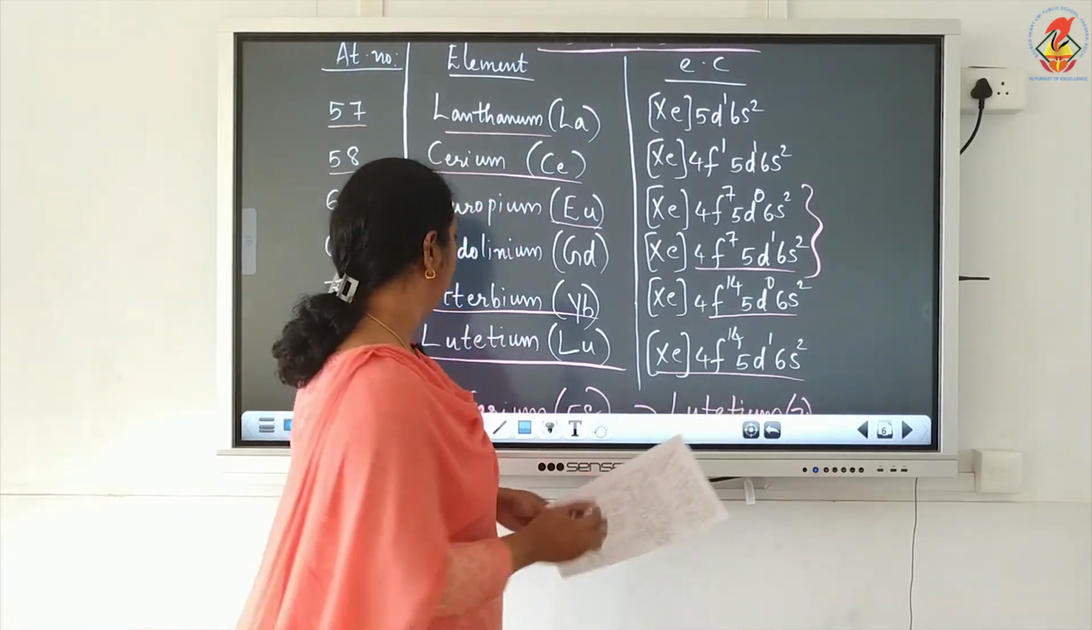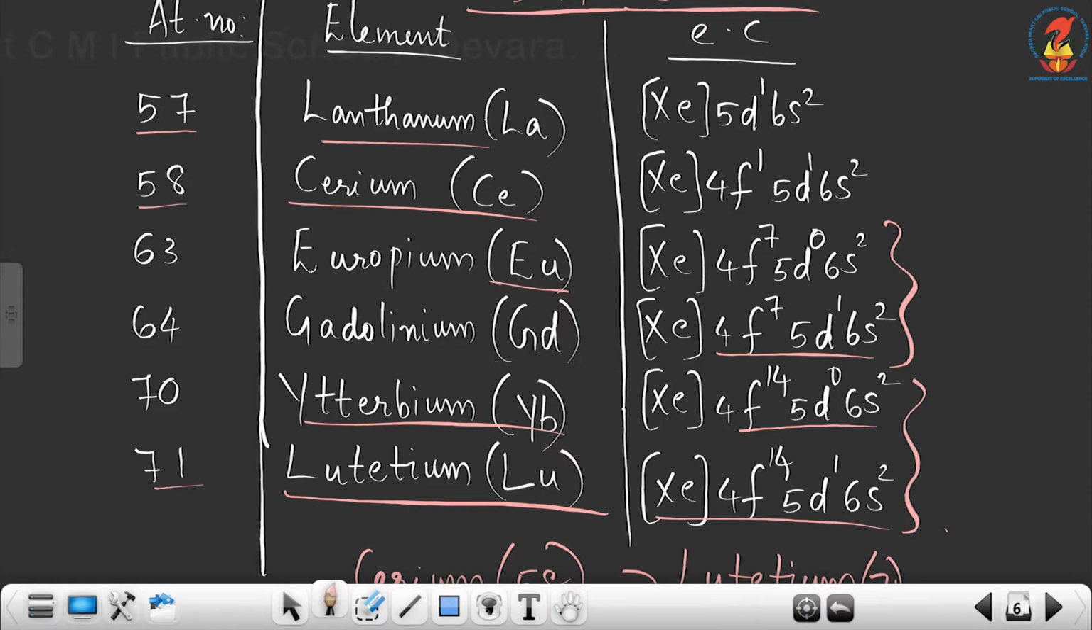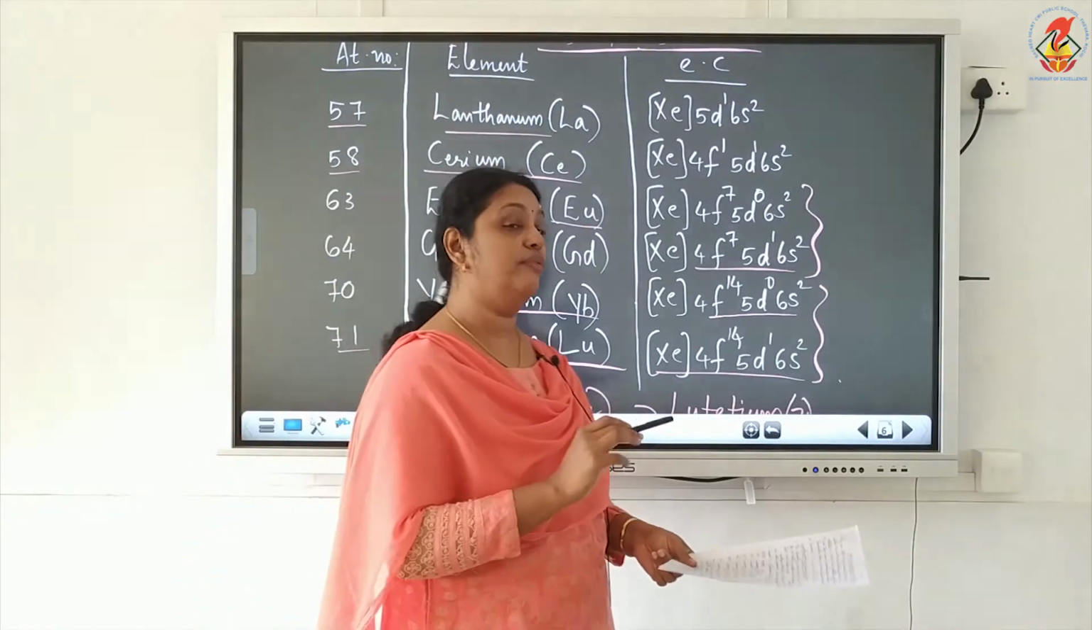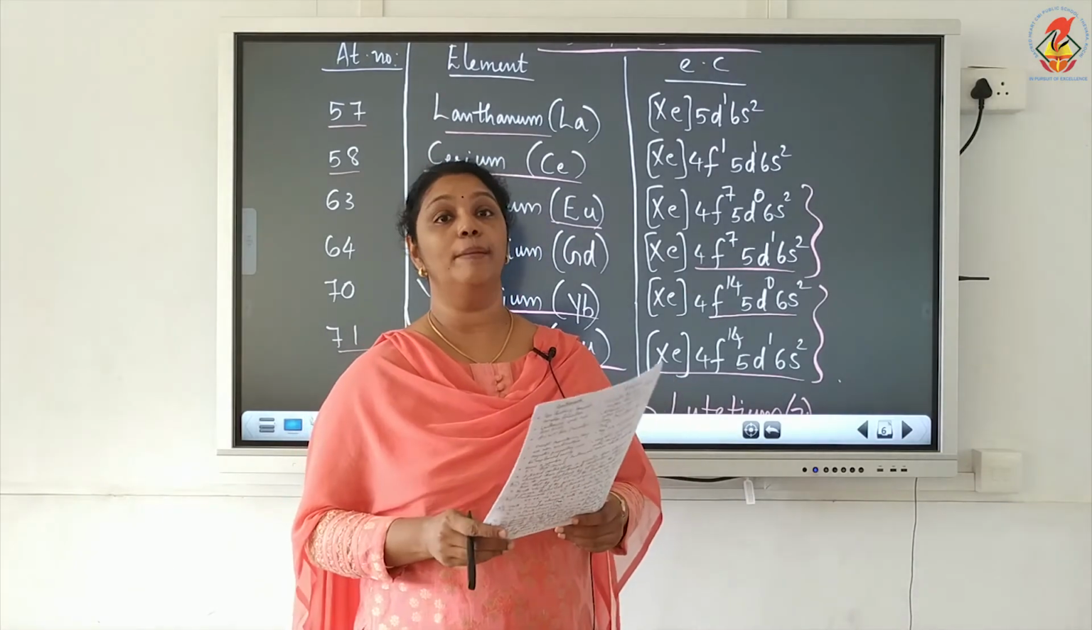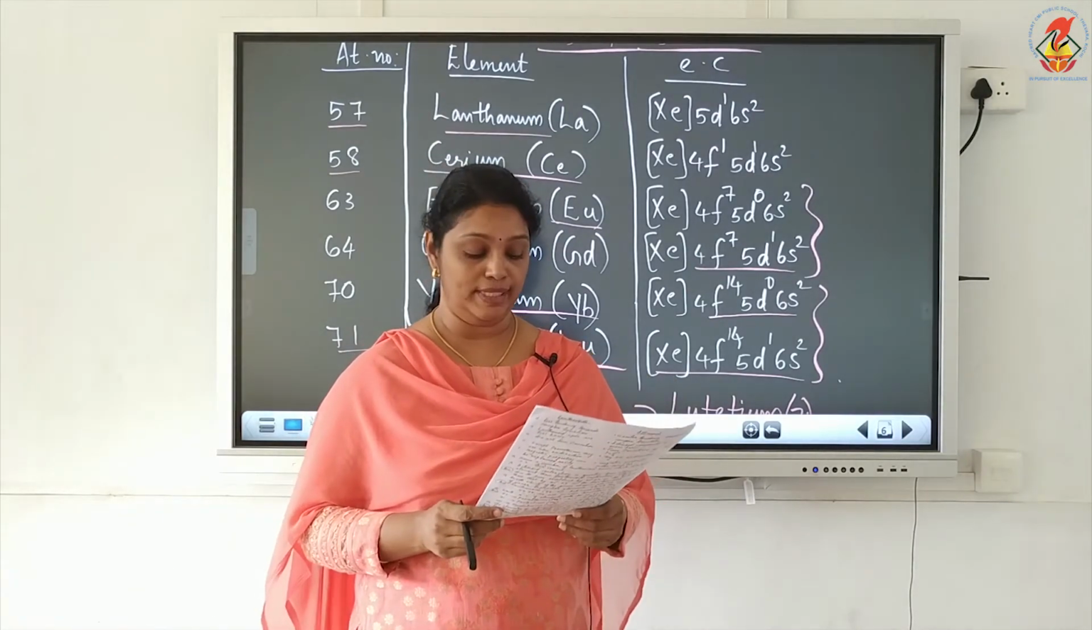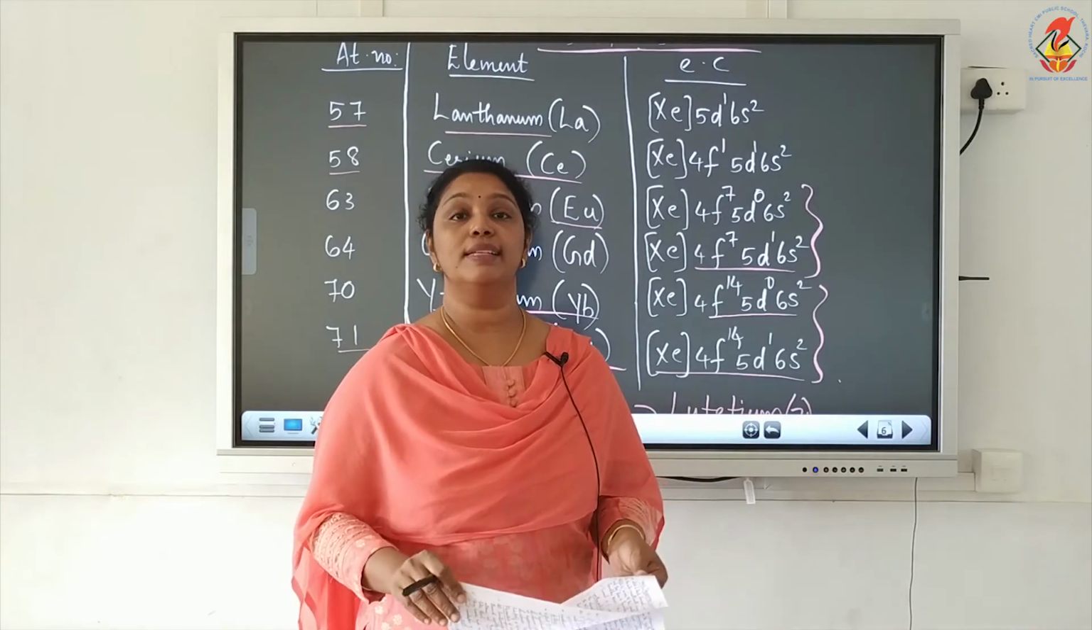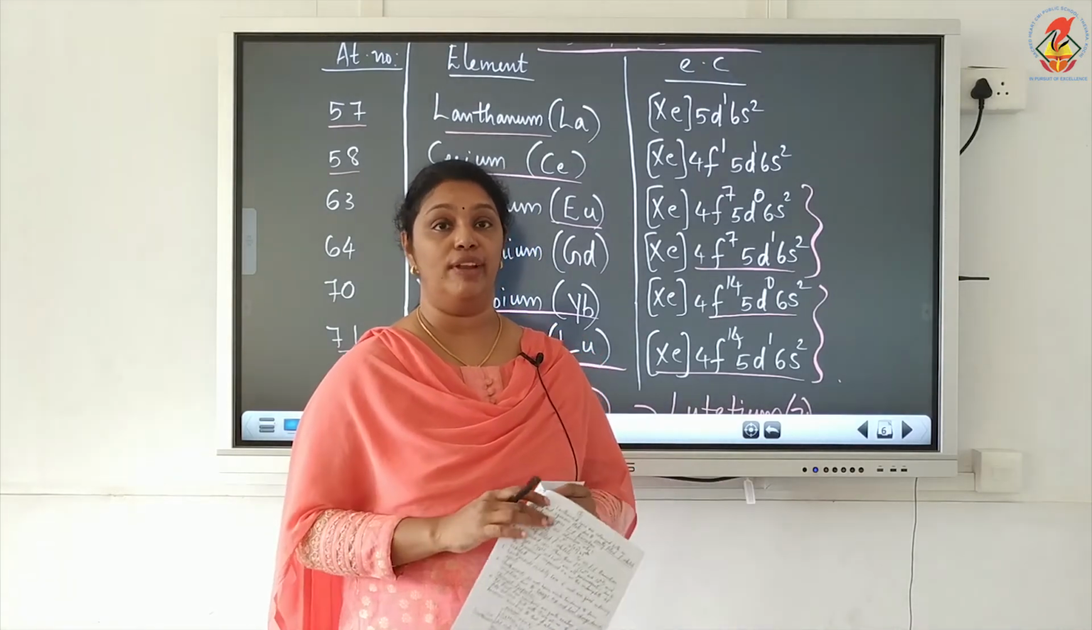In the same way you can see ytterbium and lutetium. They have 4F14 5D0 6S2 and 4F14 5D1 6S2. They take this configuration to get extra stability due to completely filled f orbitals. Now let us discuss the oxidation state of lanthanoids.